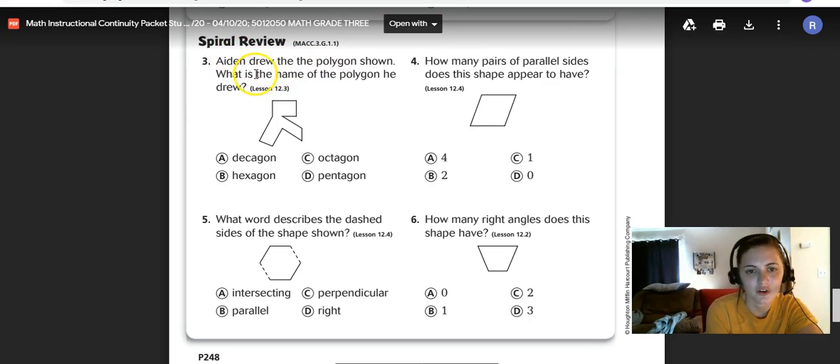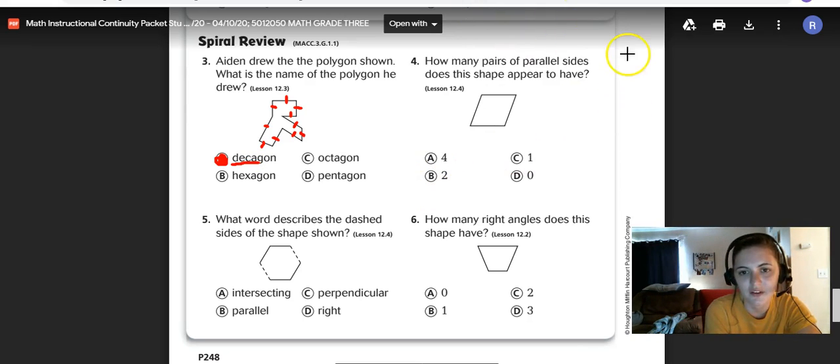Aiden drew the polygon shown. What is the name of the polygon he drew? So these are just different shapes that we really haven't gone over in class. So that's one. When you're talking about different shapes, you have to count their sides. So it's 1, 2, 3, 4, 5, 6, 7, 8, 9, 10. It has 10 sides, and when a shape has 10 sides, you want to call it a decagon. Because deca means 10. So if you're ever in a decade, every decade, there's 10 years. So that prefix deca means 10.